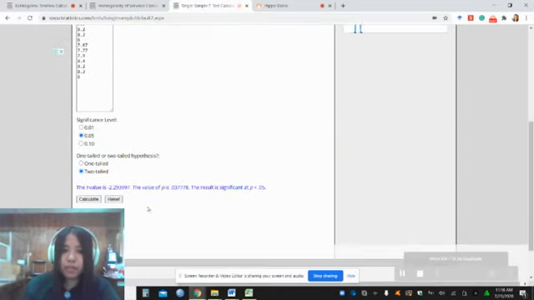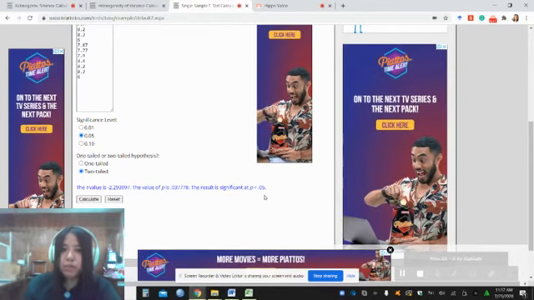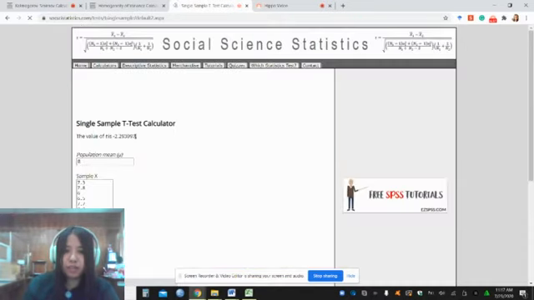So this is now the result. The p-value is less than 0.05. Just in case that the p-value is less than 0.01, this is 0.037. It is above 0.01. So just in case that it is also below 0.01, you can also try to regenerate the result by just trying 0.01. Then click calculate.